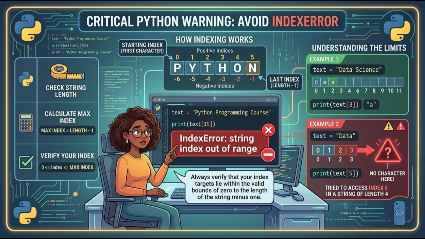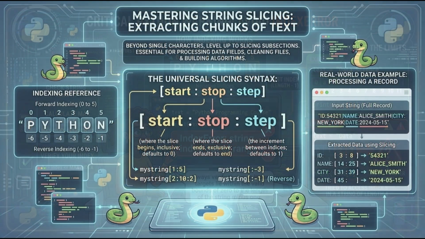Now that we can extract a single character, let's level up to extracting chunks or subsections of text. This is called string slicing. The universal syntax for slicing in Python uses 3 parameters inside square brackets, separated by colons: start, stop, and step. Understanding how these parameters interact is vital for processing data fields, cleaning files, and building algorithms.